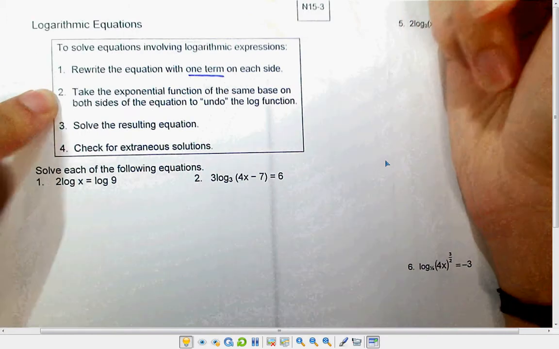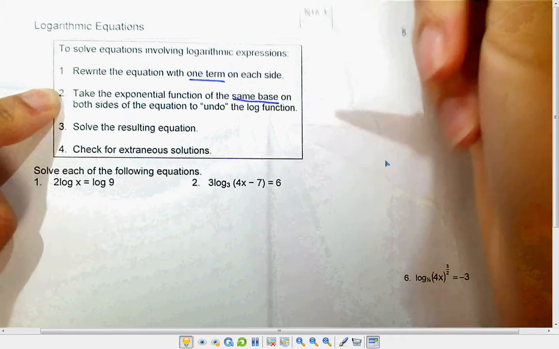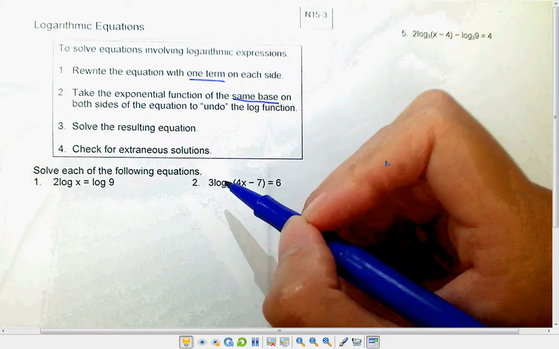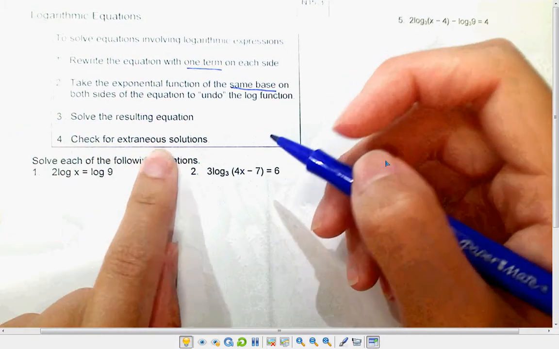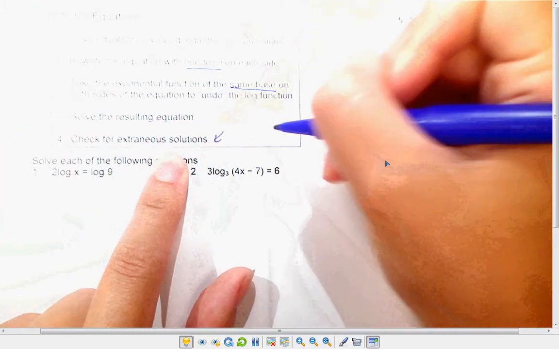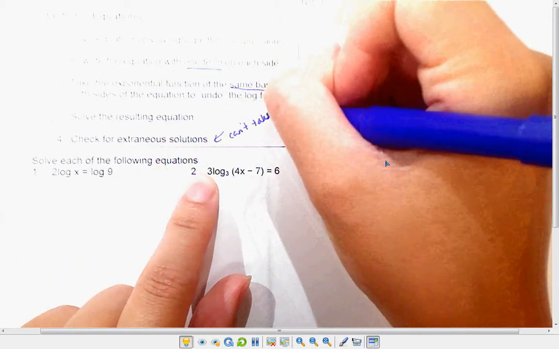And then we're going to take the exponential function of the same base to undo the log function because they're inverses. Then we're going to solve it like any other equation, and the last thing we need to do is check for extraneous solutions because you cannot take the log of a negative number.